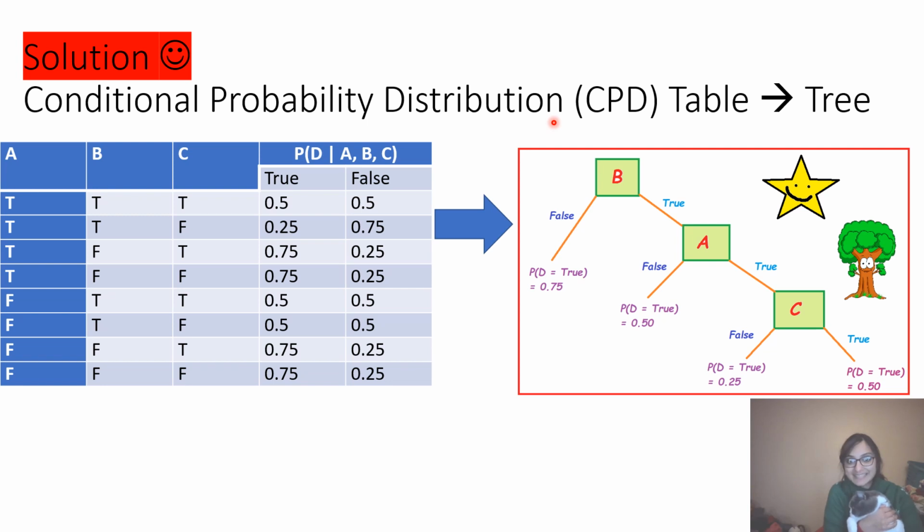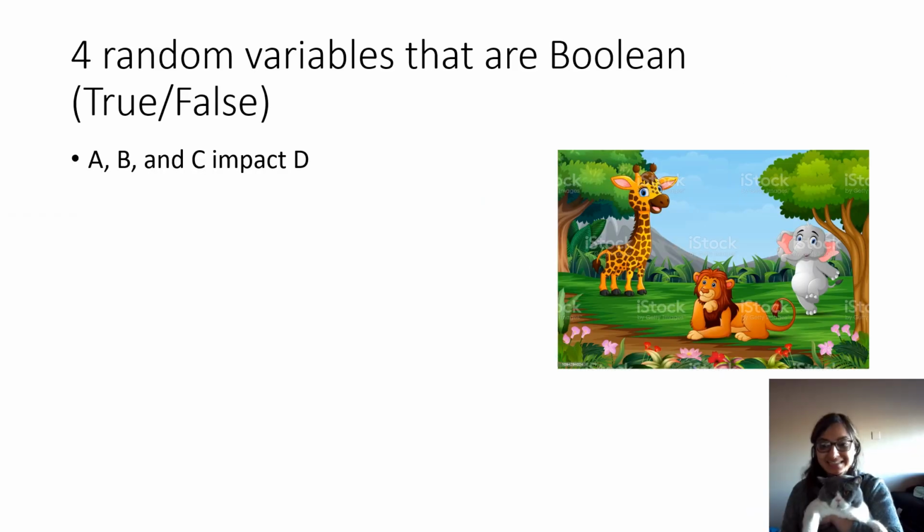In any case, this is a worked solution from a conditional probability distribution table for D all the way to a tree representation of the same. In this situation, we observe four random variables that are Boolean, true and false. A, B, and C impact D here.